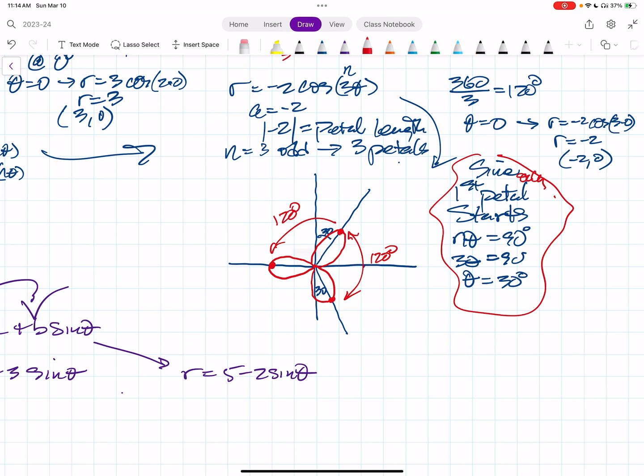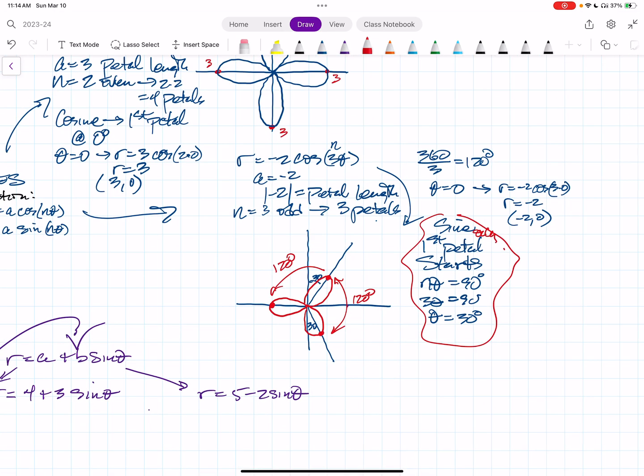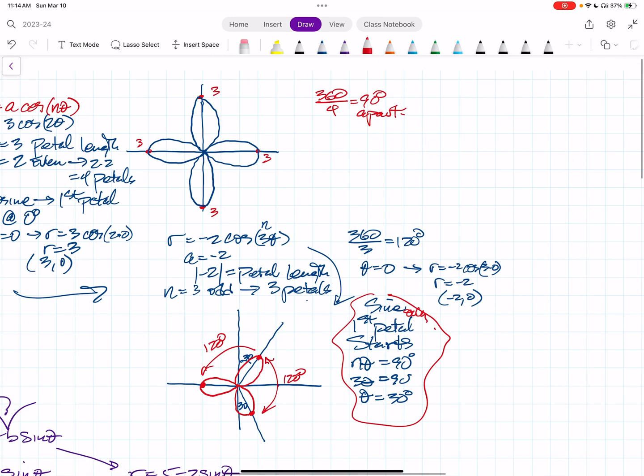Again, for cosine, the petals start on the x-axis, either on the right side or the left side, depending on the a value. If a is negative, it's going to start on the left. How do you remember that? Well, you plug in 0 and you figure it out, when in doubt. And then if it's sine, the first petal starts at n theta equals 90, and that's a little bit different. So we should probably do one.